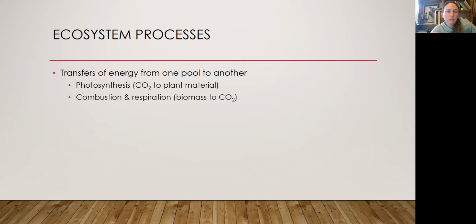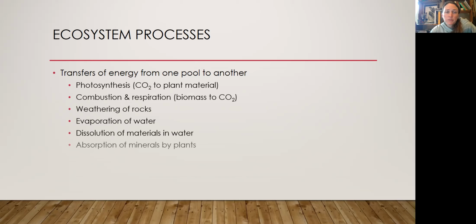Combustion and respiration, so turning biomass into carbon dioxide. The weathering of rocks, releasing important nutrients and minerals, things like phosphorus, into the ecosystem. The evaporation of water, both from surface waters, but also from plants. The dissolution of materials into water, the absorption of minerals by plants, and decomposition, all types of decomposition. So these are the kinds of things that ecosystem ecologists might study, and the questions that they might ask would relate to some of these processes. The last one, herbivory and consumption, forgot about that.